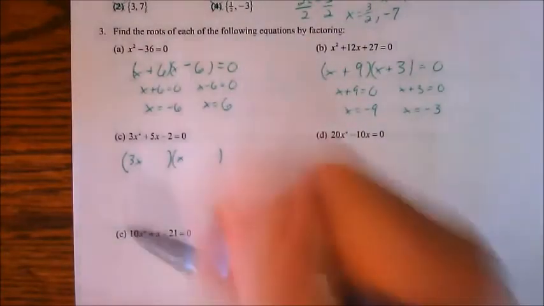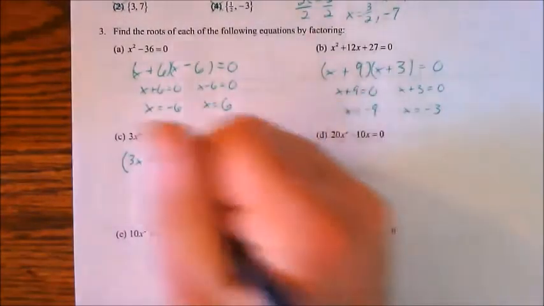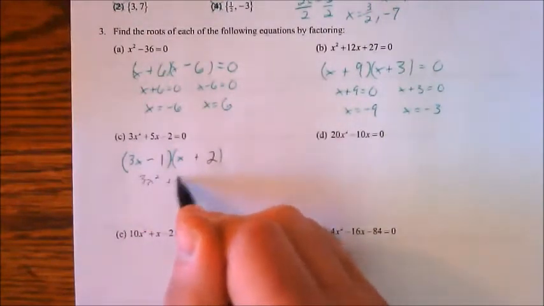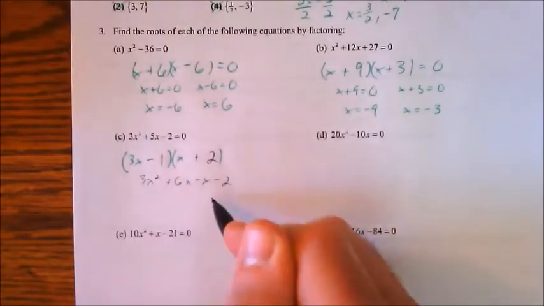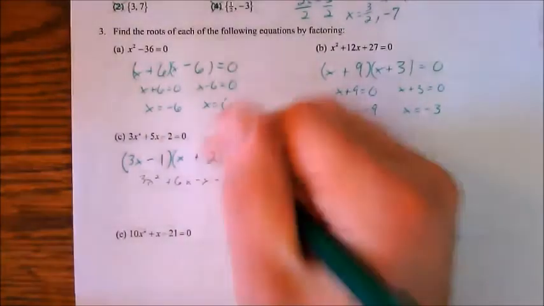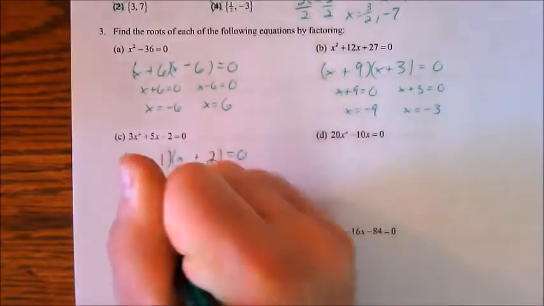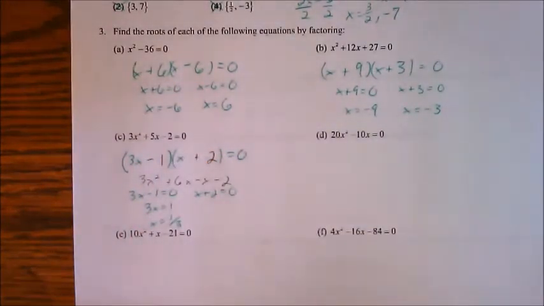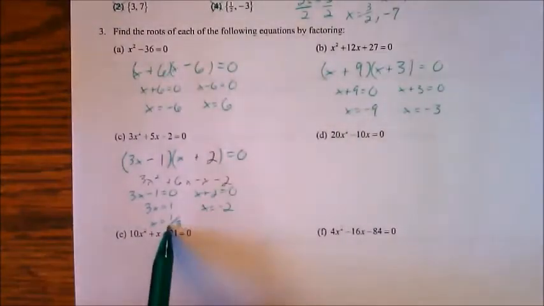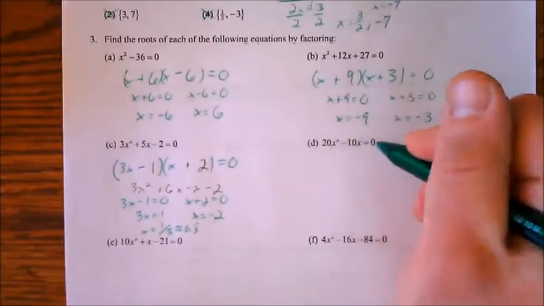Alright, 3x squared plus 5x minus 2. So I know one's going to be 3x, one's going to be x. These I have to do some kind of guessing and checking. So let me switch to my pencil here. What if this is 2 and this is 1? And make this positive, make this negative. Let's see if that works out. 3x squared plus 6x minus x minus 2. Yep, so those are the two equals 0. So 3x minus 1 equals 0, x plus 2 equals 0.